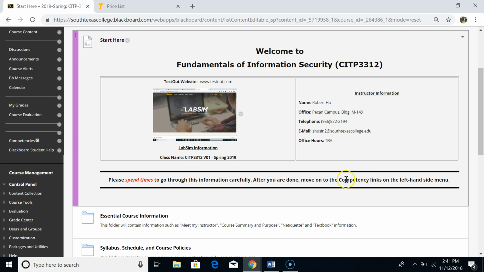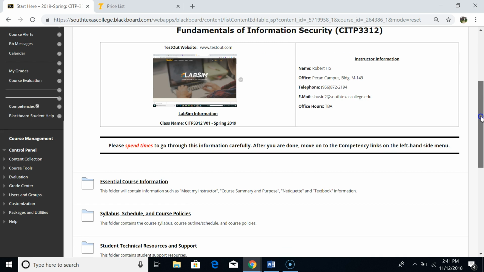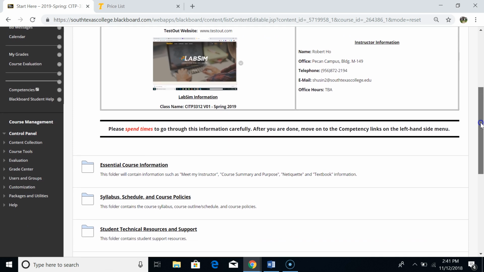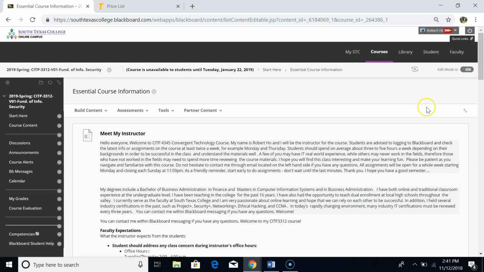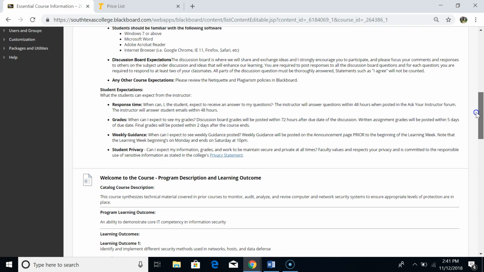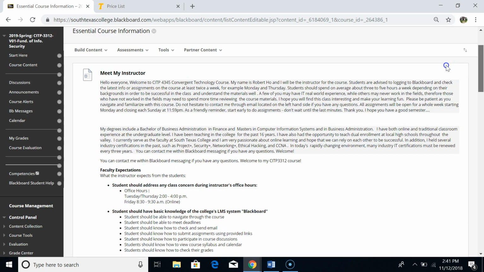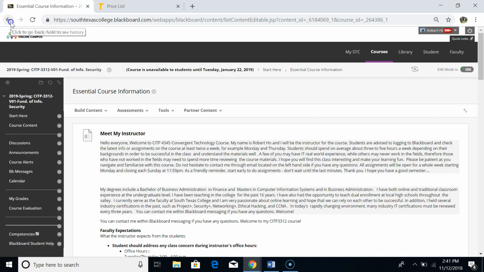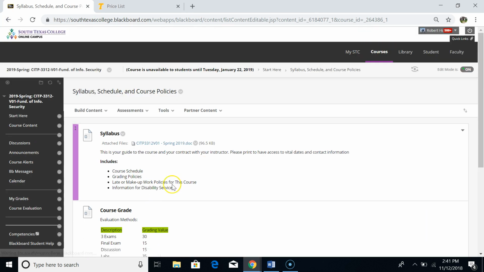I will revise this. This is not a competency. It's supposed to be moved to the course content. Okay. Essential course information, syllabus, and technical support. Let me mention one thing here. I want to talk about the test out documentation here. I have information about test out documentation. I believe this one. Okay.